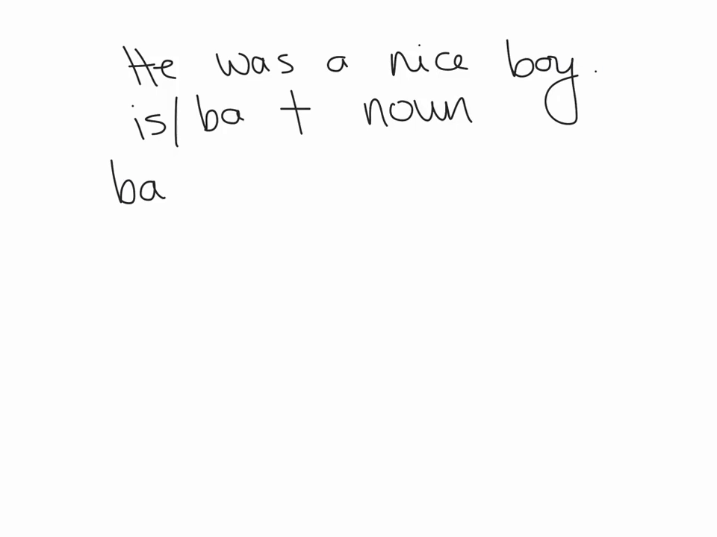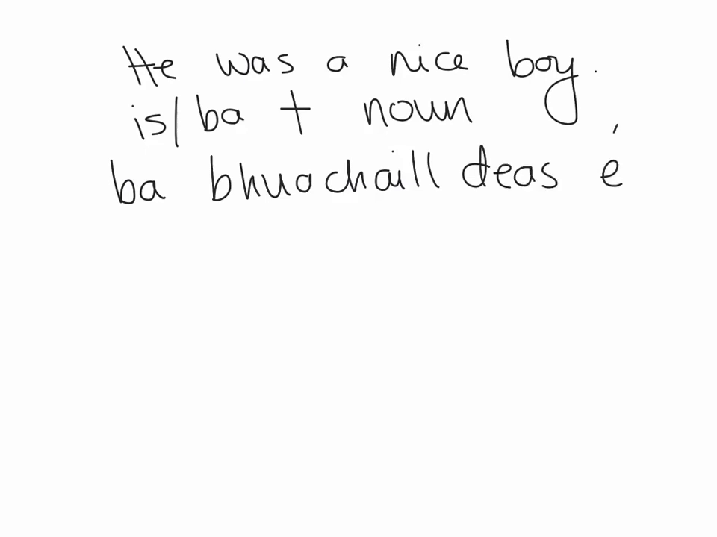So, ba, vuakal. Remember, ba and a, shevu. Ba vuakal, B-U-A-C-H-A-I-L. Ba vuakal. And your pronoun goes at the end. So, you see, because we had to be and a, we had is or ba, and a noun straight after it. Okay?